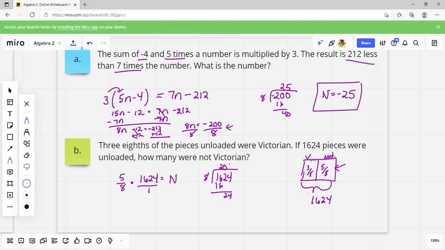Three times 8 is 24, so 203. And then that will be 1/8. And now I need 5/8, so I'm going to multiply times 5. And you should have 1,015 pieces. And that is the answer.